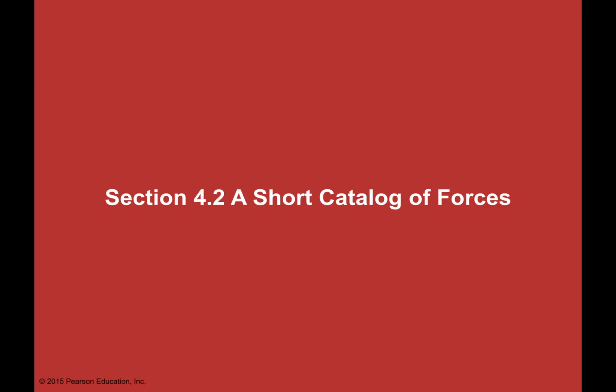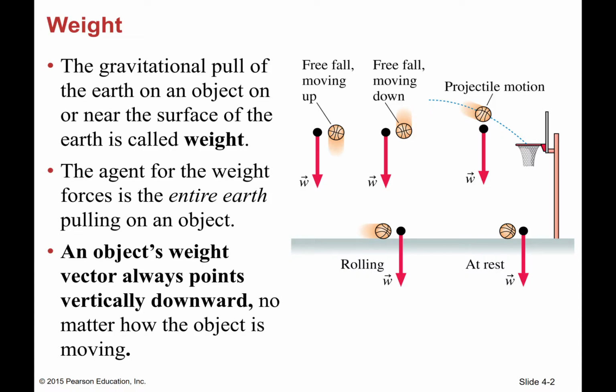So let's talk about the typical forces that we are going to be using in this course when we study forces. The first is weight, and weight is just the gravitational pull on an object. It is a vector that always points down towards the center of the Earth, and it is what causes the acceleration of gravity. If you have projectile motion, the weight still points down. If you have a ball that is rolling, the weight points down. So it always points down. So that is one force.